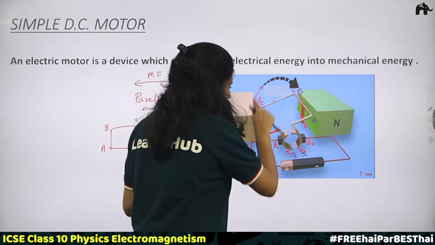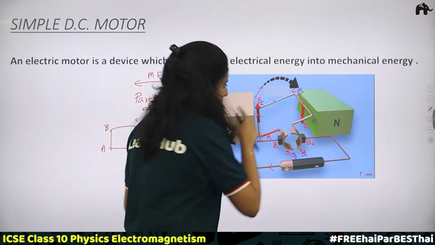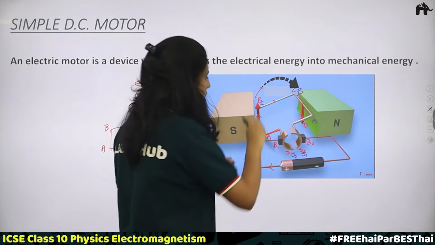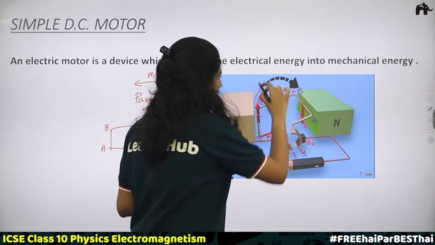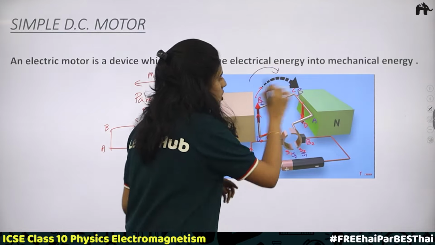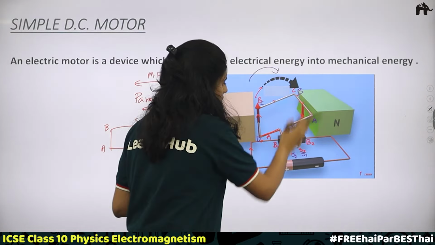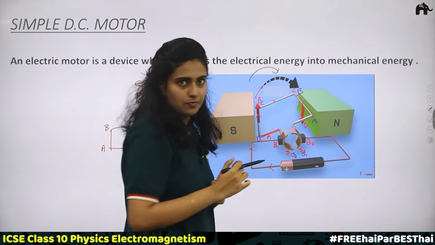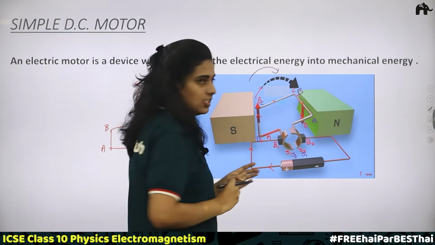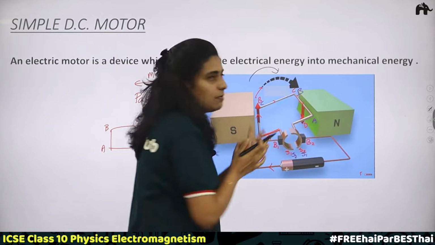Okay, so due to current flow again and the presence of magnetic field, using the left hand rule, you will be getting the direction of force. That is, in this direction, rotation is going to happen continuously. In the clockwise direction, the armature coil is going to rotate continuously. Due to the electric energy that is provided, we are producing mechanical energy.